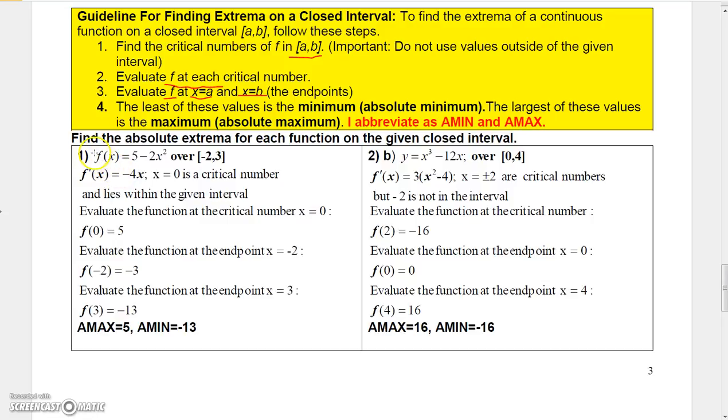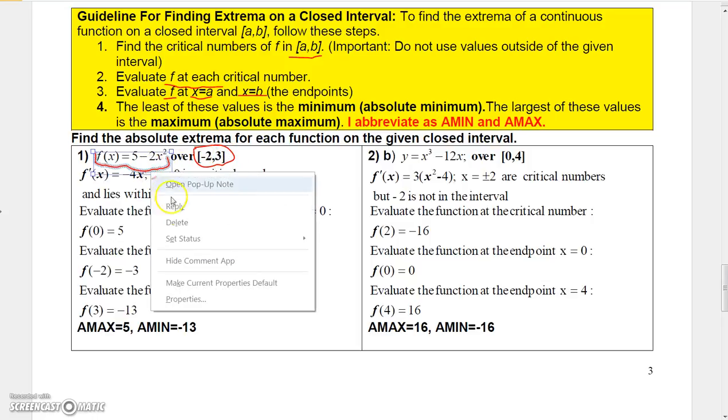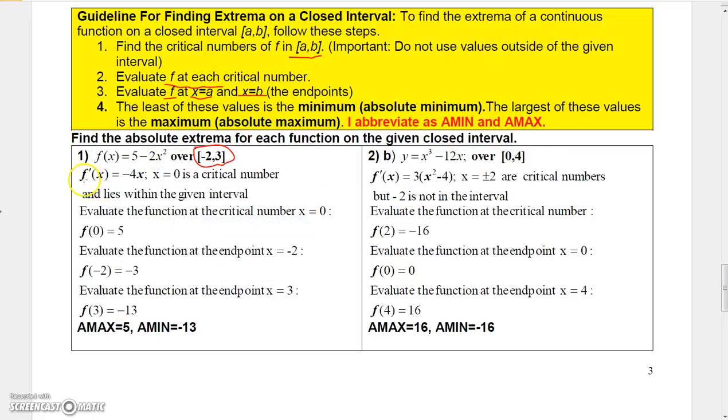Here I have a function 5 minus 2x squared. Now, all we want to do is find the largest and smallest value for this function over the interval from -2 to 3. So we're going to first find the derivative. The derivative of this function is -4x. So x equals 0 is a critical number, and 0 does fall within the interval.